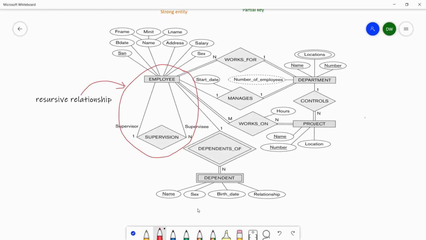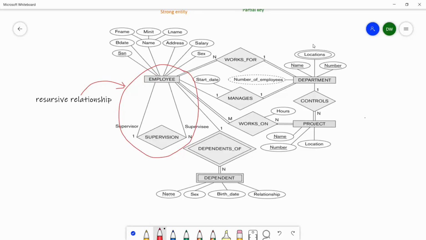And I think you already know about all these attributes. Here we have a composite attribute, name, which contains full name, M in it, right? Initials, I think, and last name. And SSN is the primary key in this case. It is underlined. That's why we identified it as primary key.